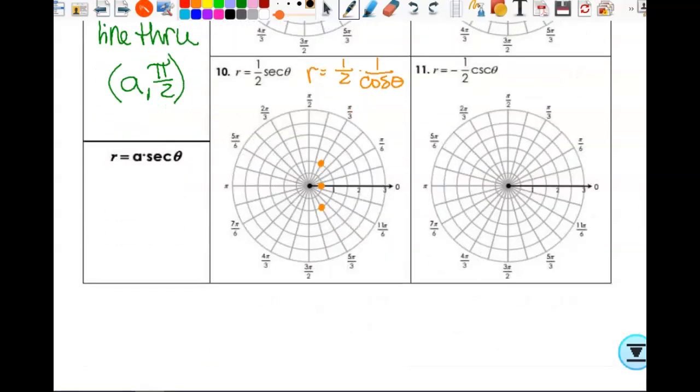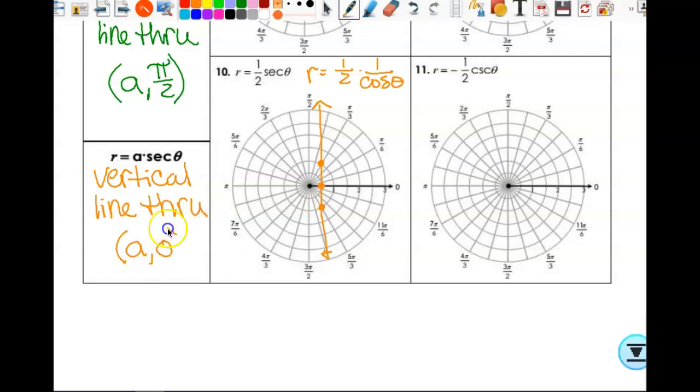And so once again, I get a what? A line. And this time it is a vertical line. So this is a vertical line through A, comma, 0, and your A is 1/2 in this case. And your cosine is your x value on the unit circle, right? And your vertical lines are your x equals lines, so these kind of jive with what we already knew anyway. Okay, are we good on that?